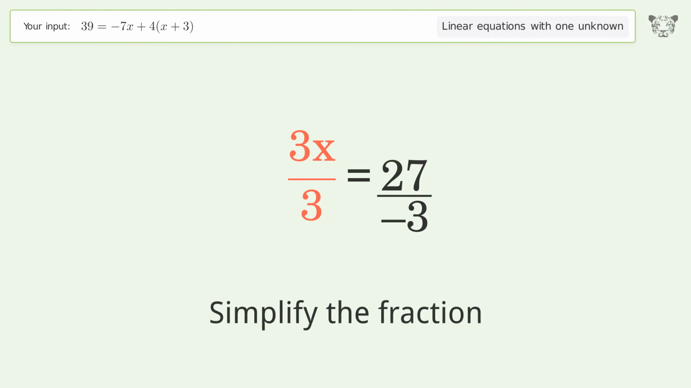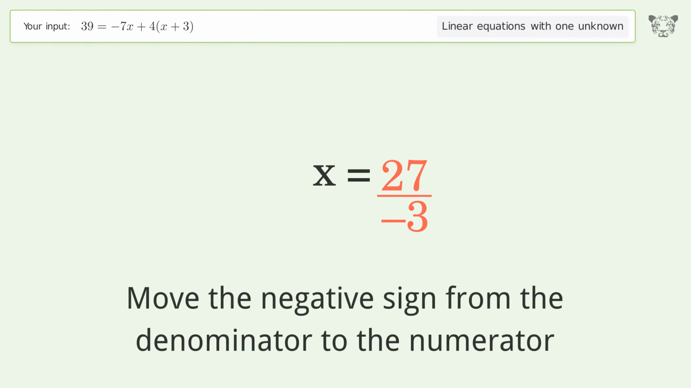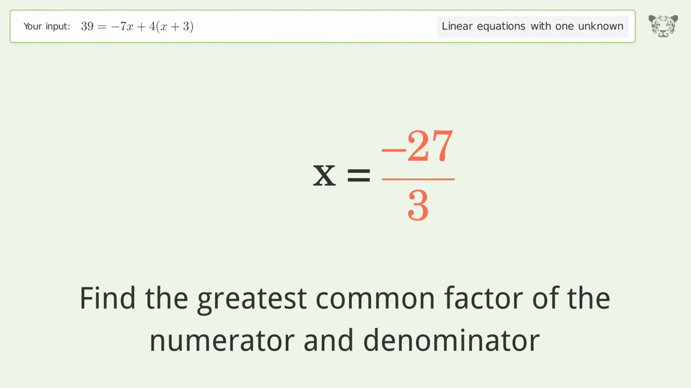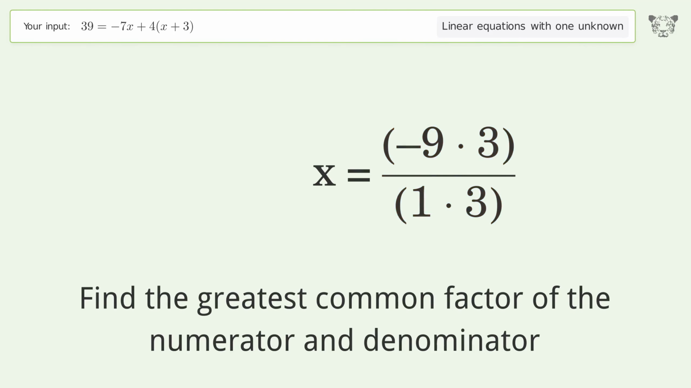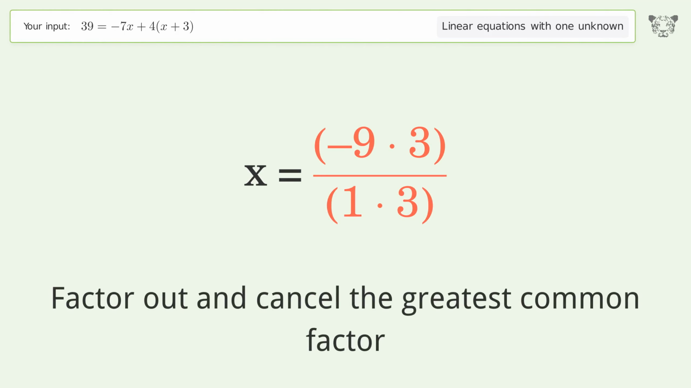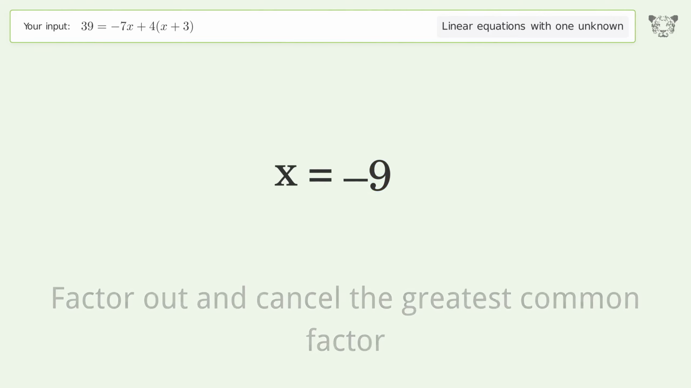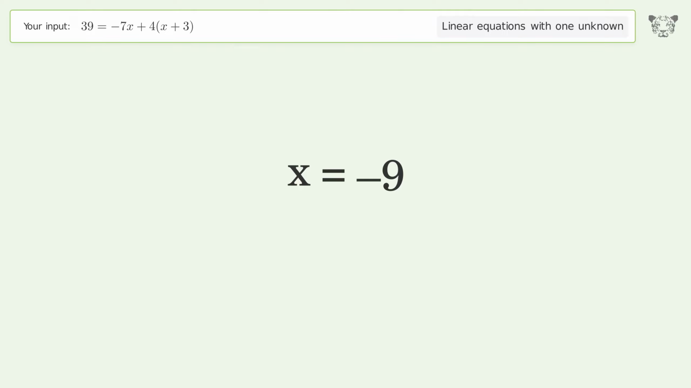Simplify the fraction. Move the negative sign from the denominator to the numerator. Find the greatest common factor of the numerator and denominator. Factor out and cancel the greatest common factor. And so the final result is x equals -9.